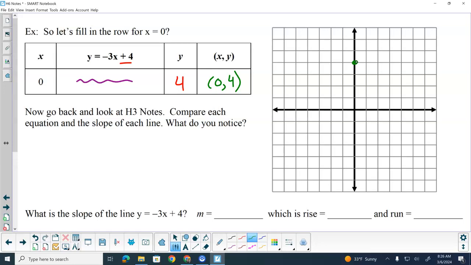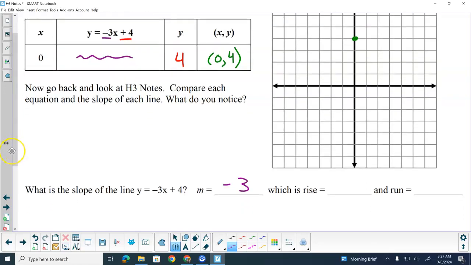What is the slope of this line? -3. Which means, what is my rise? Nope, my slope is -3. So what is my rise? If my slope is -3, what is my rise over my run? Will? So my rise is -3 and my run is 1. So my rise would be -3, my run would be 1.